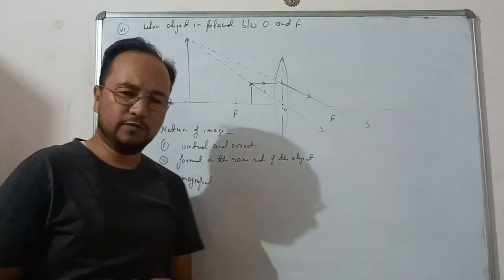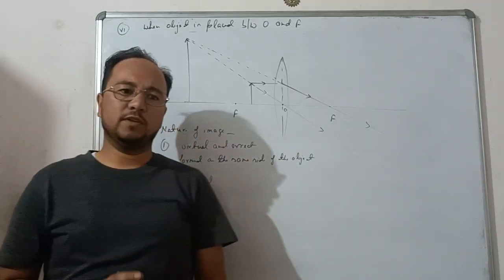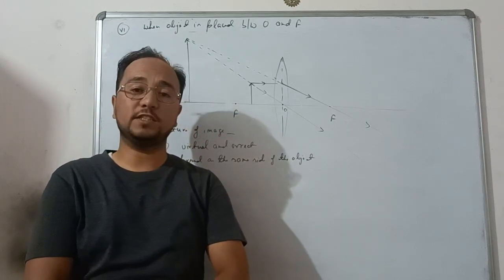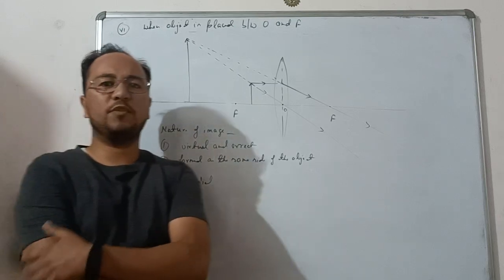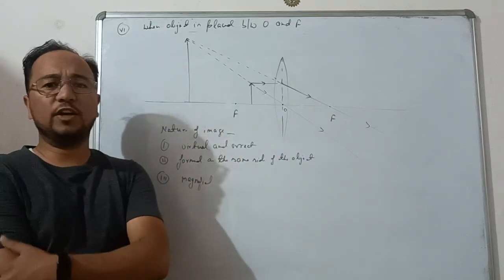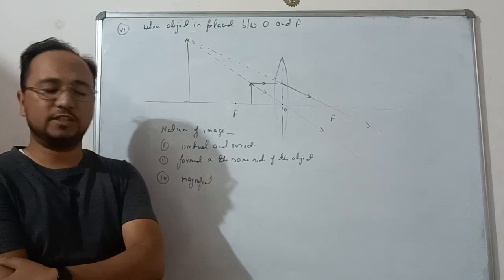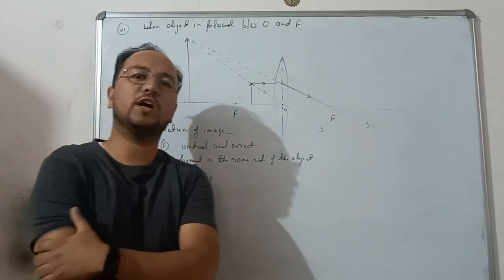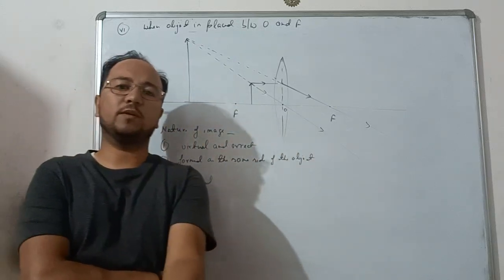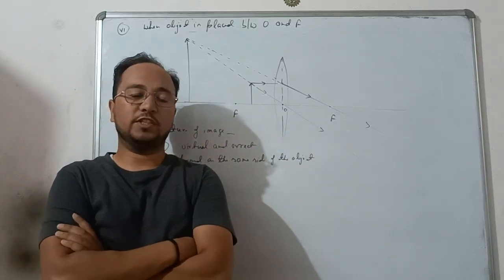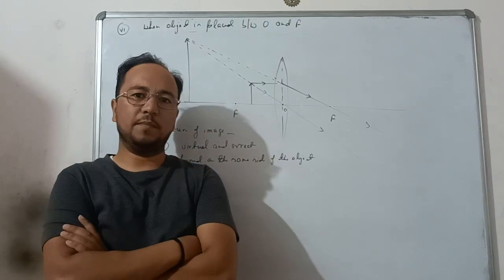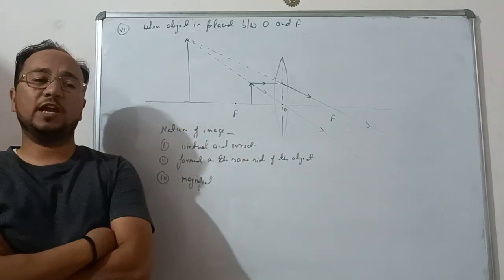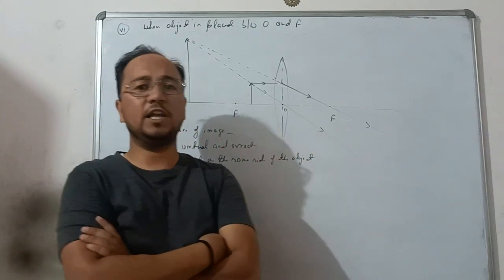So students, these are the 6 cases where we can place the object in front of a convex lens, and different types of images can be formed at different locations and of different size. So I will revise that. First of all, we place the object in front of the lens exactly at infinity. This is the first case. When object is placed at infinity, the image is formed at f, which is real and inverted and highly diminished.